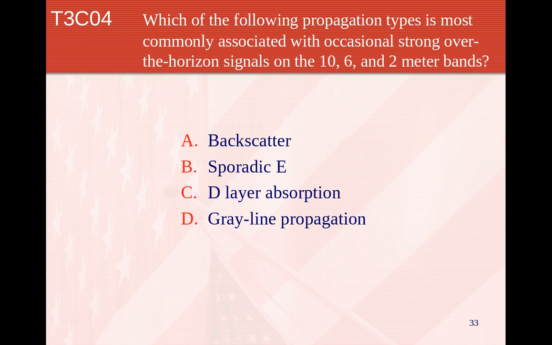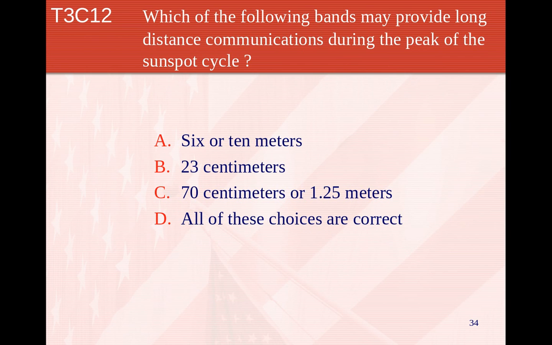Which of the following propagation types is most commonly associated with occasional strong over-the-horizon signals in the 10, 6, and 2-meter band? Sporadic E. Which of the following bands may provide long-distance communication during peak of the sunspot cycle? The 6 or the 10-meter band.